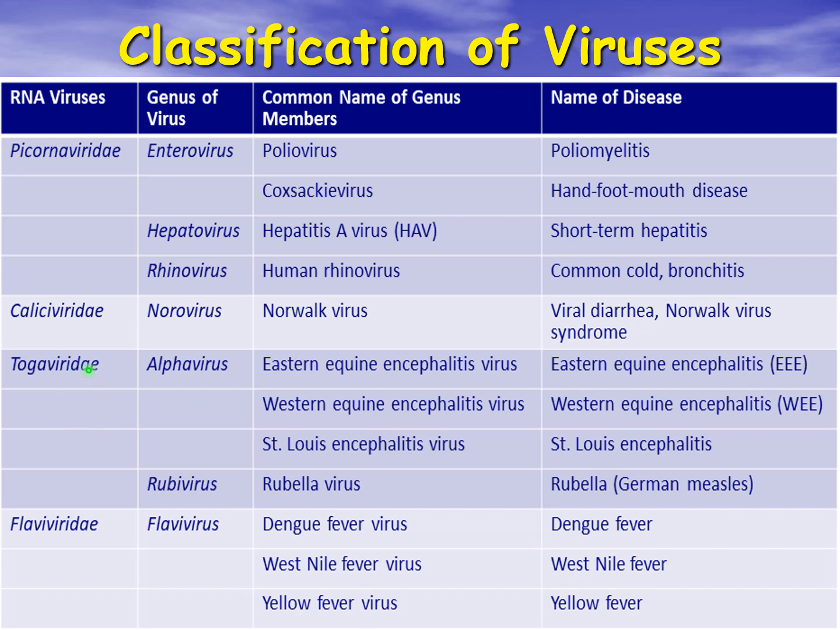The Togaviridae family contains the encephalitis viruses, which include eastern and western equine encephalitis virus, as well as St. Louis encephalitis virus. All three of these are also found in equines, but also infect humans, and all three are vectored by mosquitoes. The Togaviridae family also includes the rubella virus, which causes German measles. The Flaviviridae family contains dengue fever virus, which is an up-and-comer around the world, West Nile virus, and yellow fever virus.